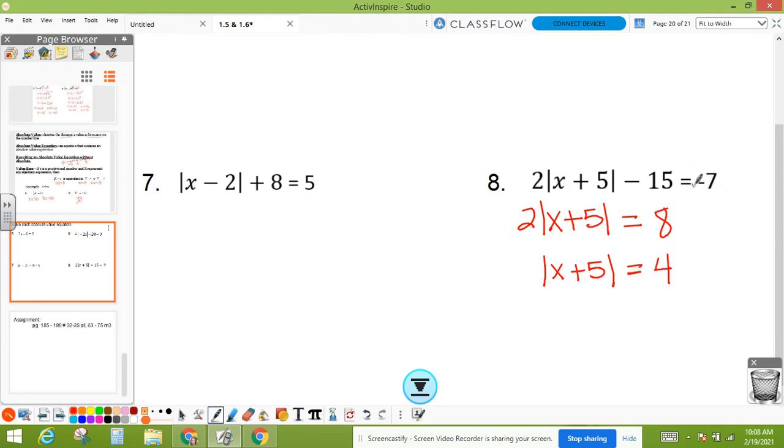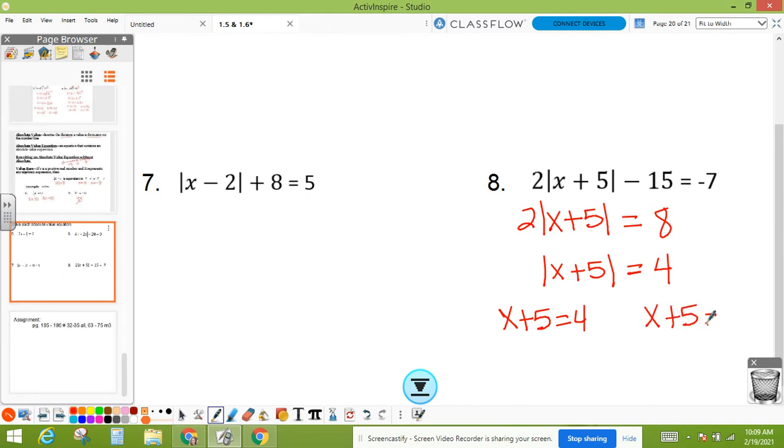All right, so you see how this is equal to negative. Some people will stop and say no solution. Well, you can't say no solution until the bars are by themselves. So until you get to this point, you don't know whether it's no solution. So at this point, it's all worked itself out. It's now equal to a positive, so it's good. So we work our two problems. X plus 5 is 4. X plus 5 is negative 4.